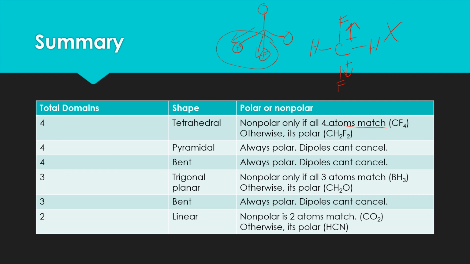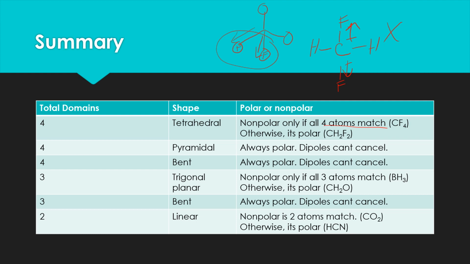The pyramidal and bent shapes also come from those 4 electron domains. They're always polar. The dipoles cannot cancel out with each other. They're either going to be reinforced towards our central atom or reinforced towards the other atoms, but they're always going to be polar. So pyramidal and bent are always polar.